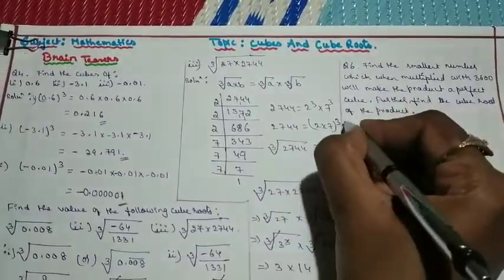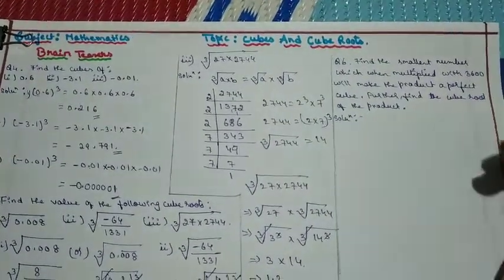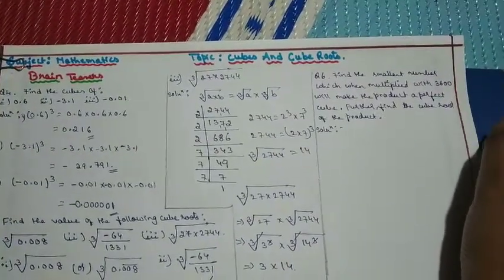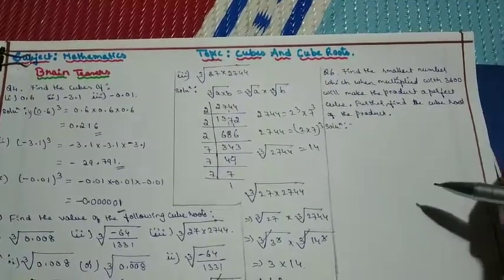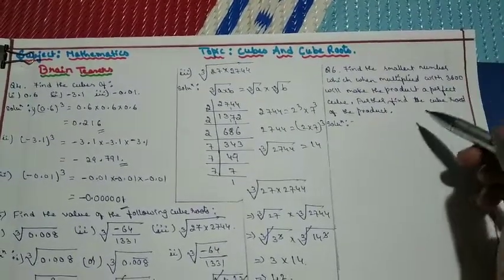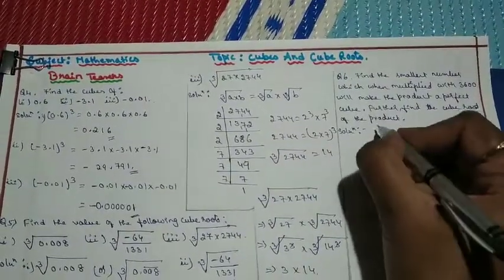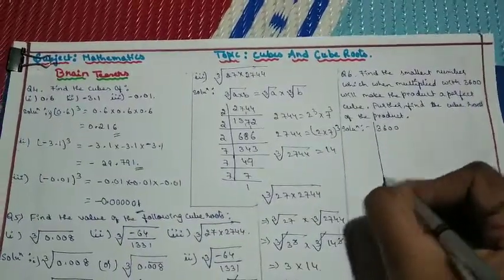So we need to find some number that when I multiply it with 3600, the product gives a perfect cube. So we need to know which number should be multiplied. To know that particular number, we need to go with the prime factorization method and check which factor is not in triplets. That number should be multiplied. So I'll take 3600 and let me find the factors of it.